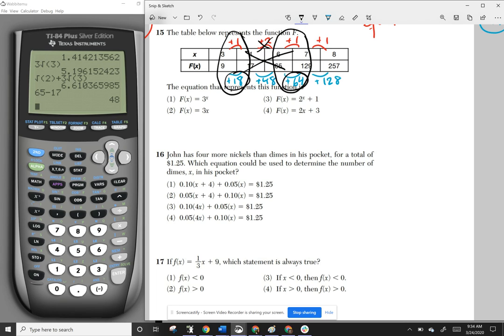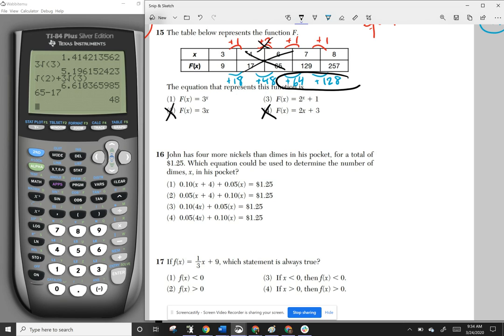And since it's not linear, it can't be 4 and it can't be 2, because those are linear equations. So that means it's going to be between 1 and 3. Now, both of these are exponential equations, but how do we choose between them? Well, we want to look at the difference or the rate of change between our y's now, right? So we got 18, 48, 64, 128.